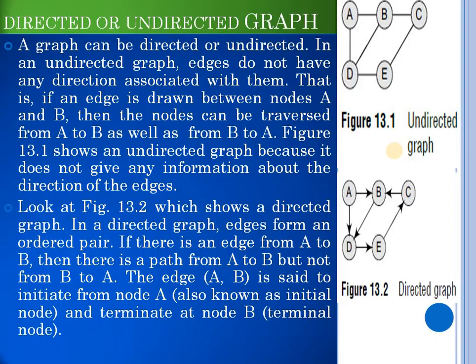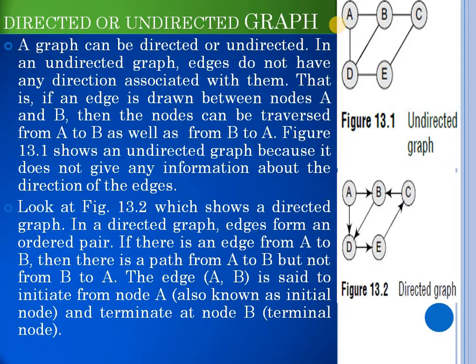Now there are mainly two types of graph, directed graph and undirected graph. Here you can see this is an undirected graph and this is directed. We have direction A to B, then B to D. Okay, this is an undirected graph and this is a directed graph. Now, a graph can be directed or undirected. In an undirected graph, edges do not have any direction associated with them. In that case, we can travel A to B, also B to A. Means we consider both directions if an undirected graph is given.